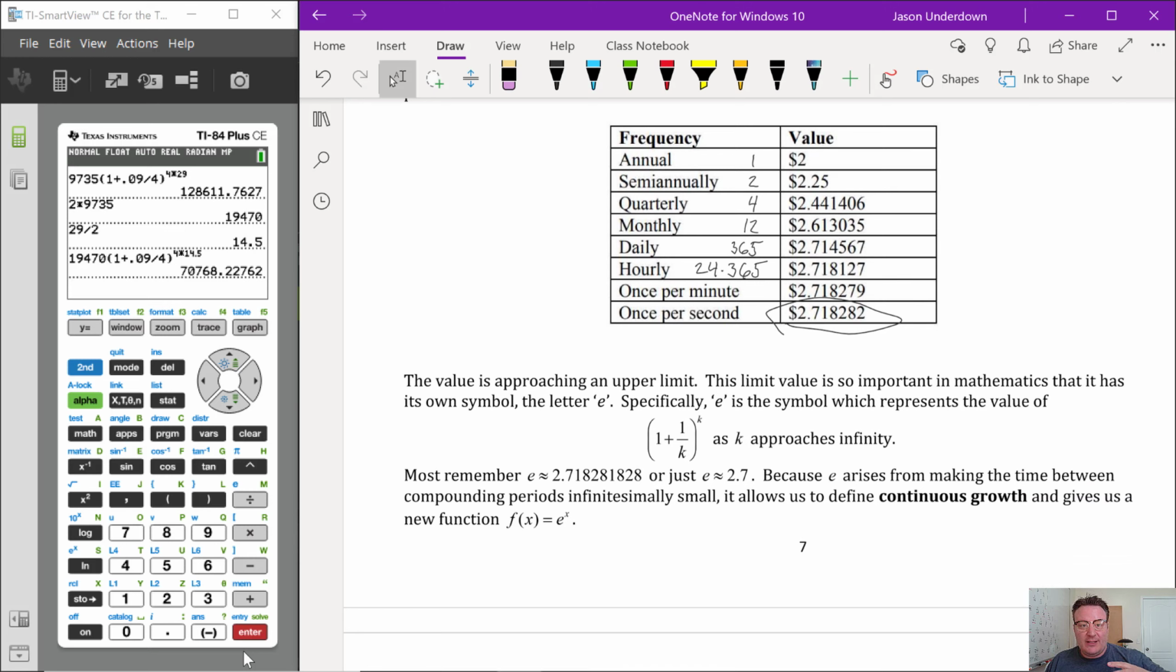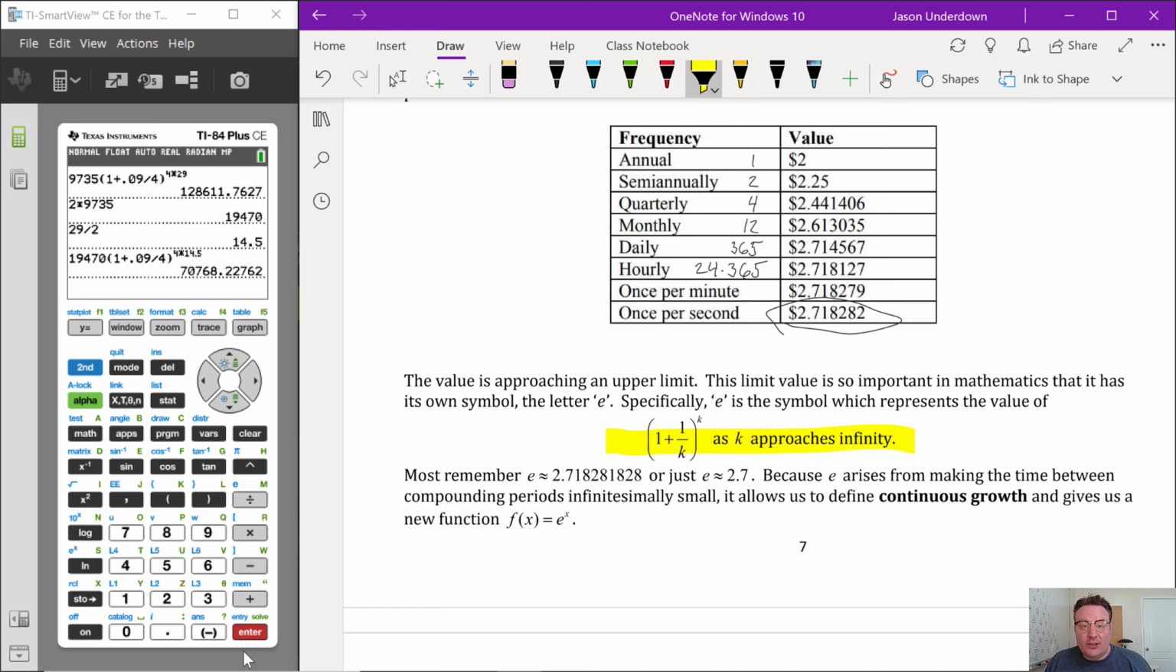Now, this limit value is so important in mathematics that it has its own symbol. We give it the letter e. Specifically, e is the symbol which represents the value of this expression, 1 plus 1 over k raised to the k power, as k approaches infinity.